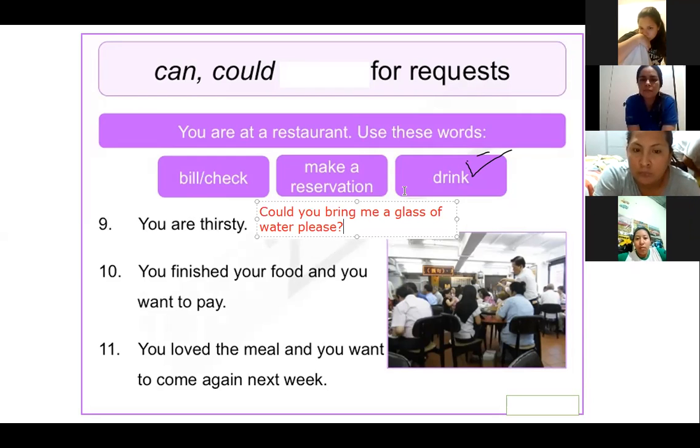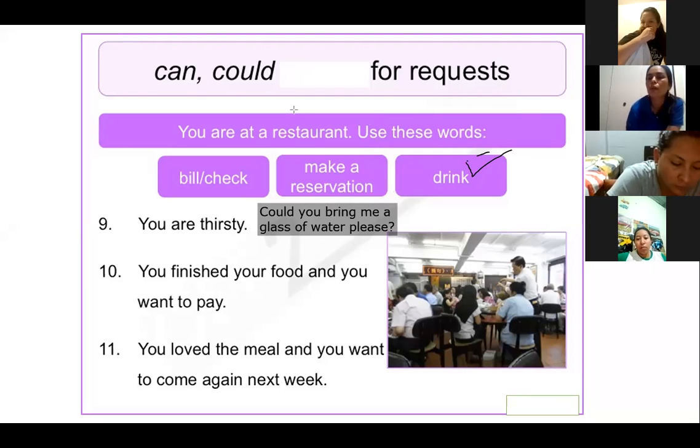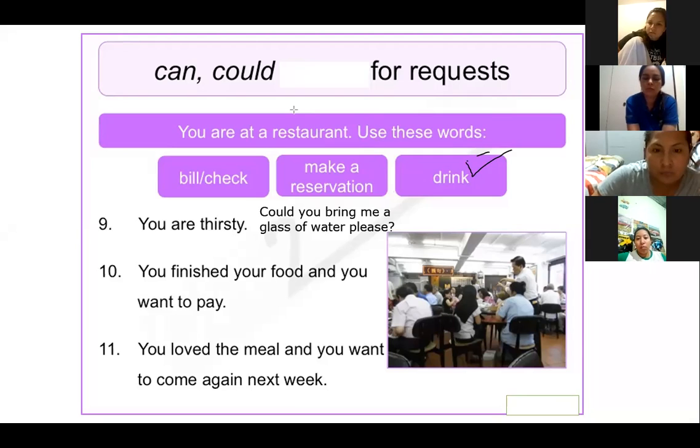Ahora quiero que utilice la palabra drink. This is correct. Could you bring me a glass of water, please? This is perfect. Okay. Would you like to drink a glass of water? Repeat. Would you like to drink a glass of water? No, she's saying would. Oh, would. Yeah, that is perfect with would. Está perfecto con would, pero estamos utilizando could and can solamente.